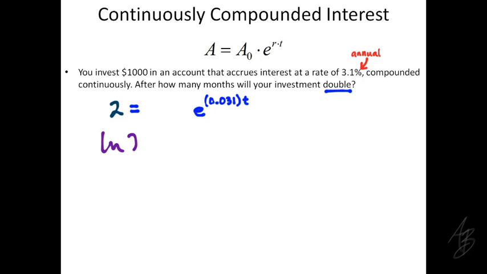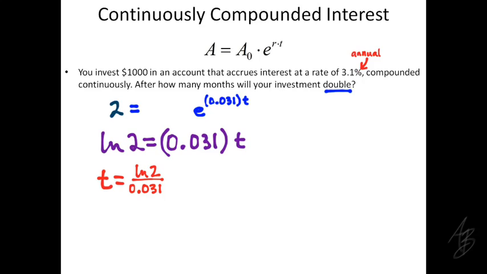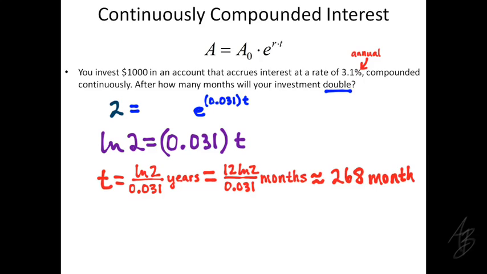To solve for t here, we'll take the natural log of both sides and then divide by the interest rate, 0.031. Since t is measured in time and our interest rate was an annual interest rate, we get this many years. However, the question asks for how many months it's going to take to double, so we'll multiply this answer by 12. And using a calculator, we get about 268 months. Usually we would round our answer to the nearest thousandth. In this case, the way the question is asked, it would be appropriate to round to the nearest month.